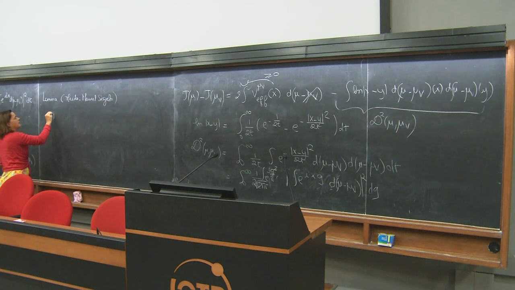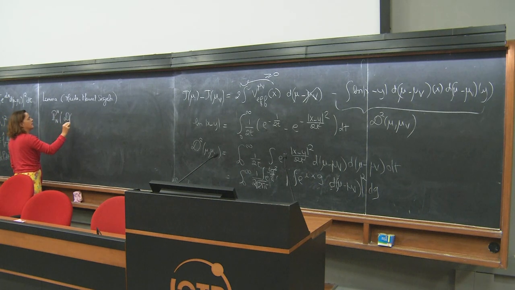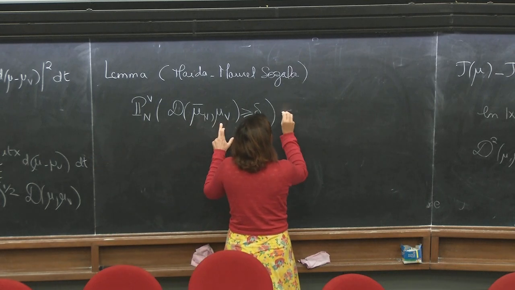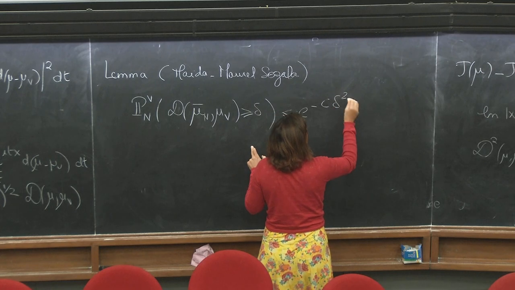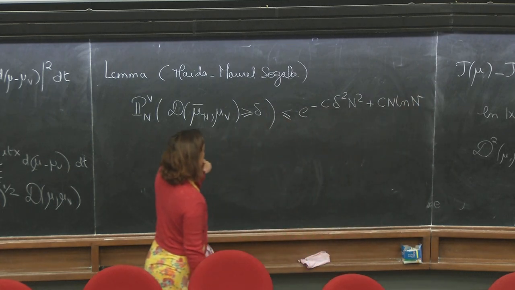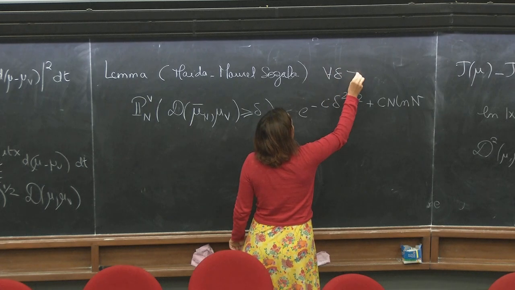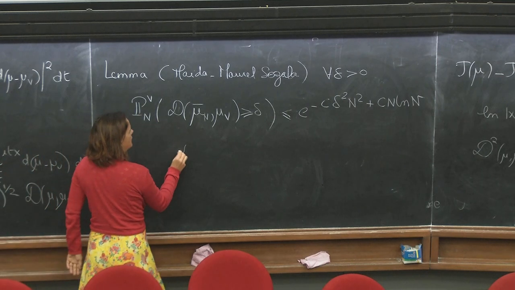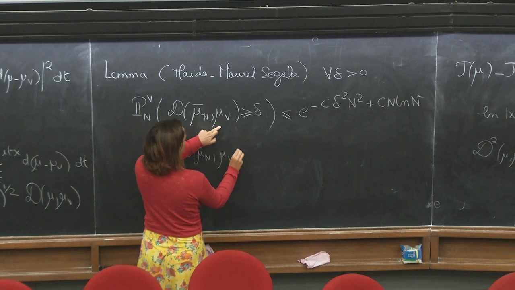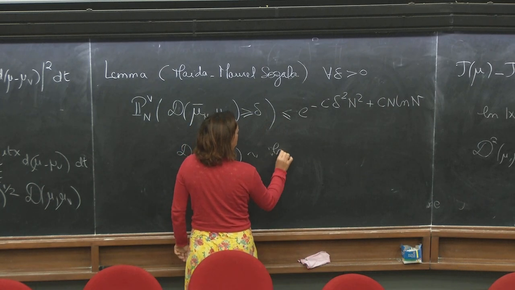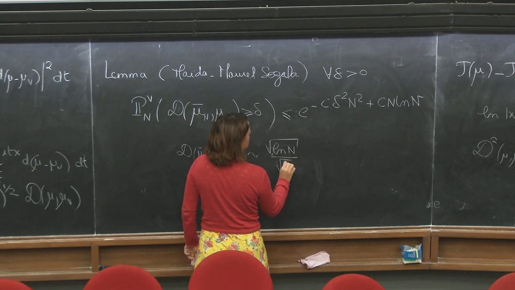Which tells you the following: if you look at the distance, I will define a new notation. The probability that this distance is greater than delta is going to be smaller than exp(-c delta squared n squared + some constant times n log n) for all delta. So this will be some very nice concentration, because this term kills this term, I can take delta to be of order square root of log n divided by square root of n.